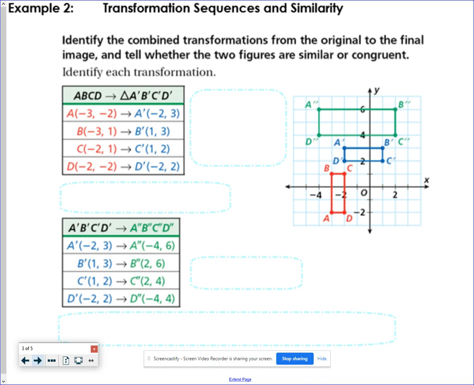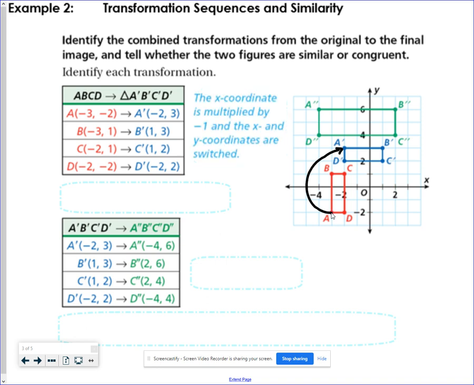Looking at the ordered pairs, you can see that for A to A prime, I am changing the sign of my original x, and I'm changing the order, right? Or you could look here and see that, for instance, let's use A. To go from A to A prime, it's going 90 degrees clockwise. And all of the points are doing that, right? They're all moving in the same way. So this is going to be a 90-degree clockwise rotation.